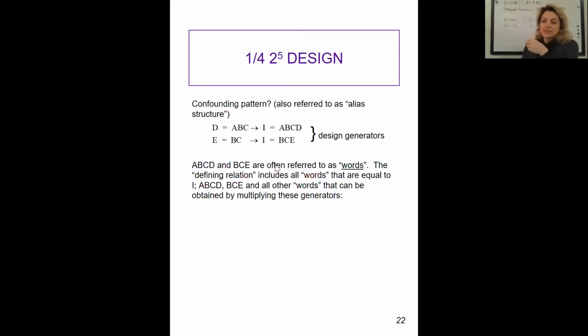And in fact, you can think of it this way. Instead of saying a combination of letters, we just say words. And all other words that can be obtained by multiplying these generators are also part of the defining relation. So when we have ABCD equal to I and BCE equal to I as well, if I multiply them, I again have I. So I is equal to ABCD times BCE, and when you multiply it, it's going to be ADE.